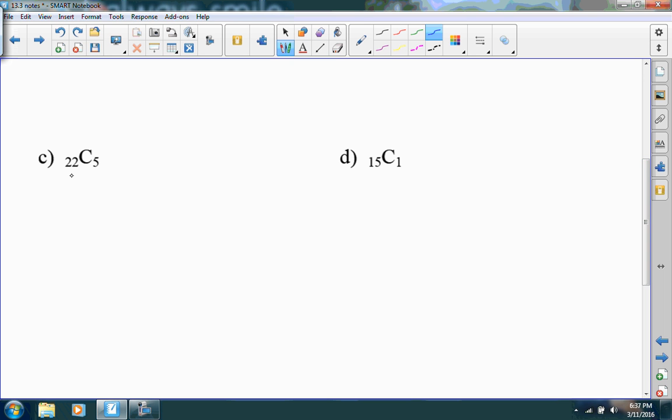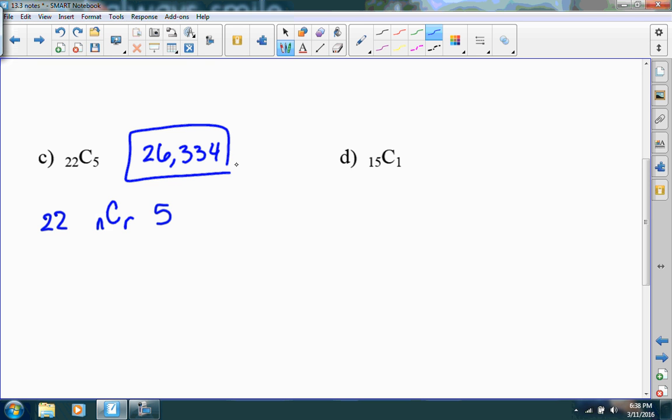But you would type in the 22 and then hit the combination button and then this 5. And the combination button on your calculator will have the N's and the R's. So you might type 22 and then the little button that has N, C, R, and then 5. Okay, but again, it depends on the type of calculator. But your correct answer here should be 26,334. And again, we'll go over this in class so that way you'll know exactly how to type this in, because if you're doing this for a quiz or a test, I want you to get it correct.